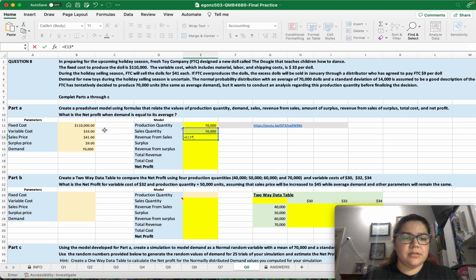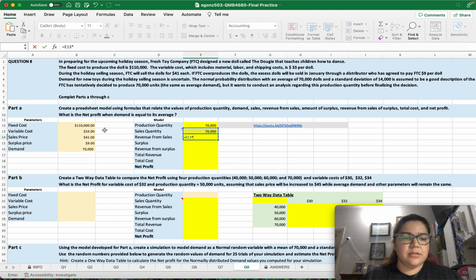Okay, that's part C. Part C, here's where I had the problem. Using the model developed for part A, so this one right here, create a simulation model, demand as a normal random variable with a mean of 70,000, so it's already hard-coded here, and a standard deviation of 14,000. Simulate the sales of the doggy dough using a production quantity of 70,000 units, and that's why we're referring to this, because we had a production quantity of 70,000 units.